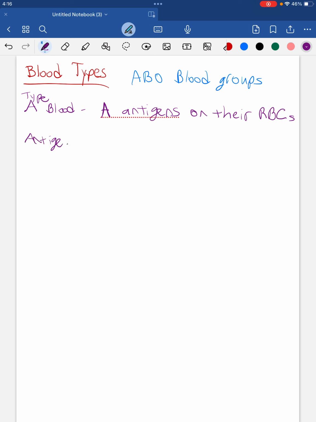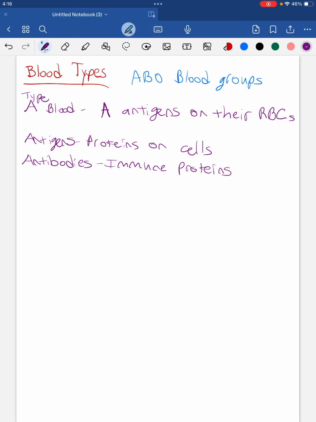So antigens are proteins on cells. Antibodies are immune proteins, we'll call them, that are specifically made to attack foreign antigens.